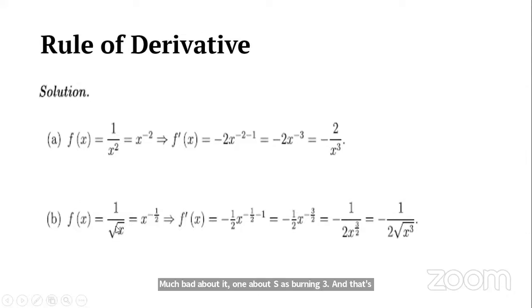You do the same for this function too. Here you have the square root of s. Square root of s is equal to s exponent half. So if you reciprocate it, you have s exponent negative half. And you apply the same power rule till the end.